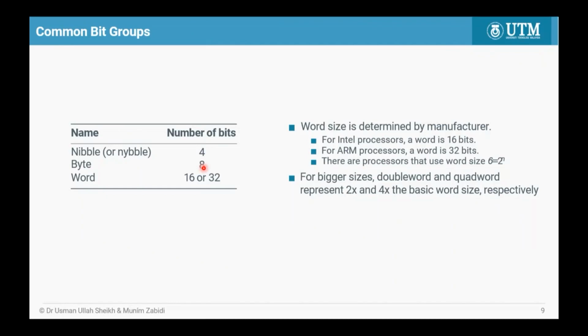So the word size is determined by the manufacturer. For example, for some Intel processors a word is represented by 16 bits, but for ARM processors a word is 32 bits. So the word size is determined by the manufacturer. There are processors that use a word size of 2 power of n. For the bigger sizes, double word and quad word represent 2 times or 4 times the basic word size respectively. So every time you see 2 bytes, it means you multiply 8 bits by 2, so you have 16 bits.